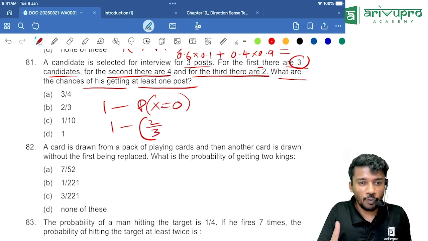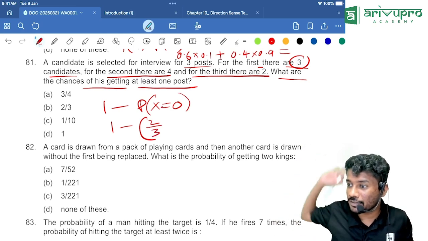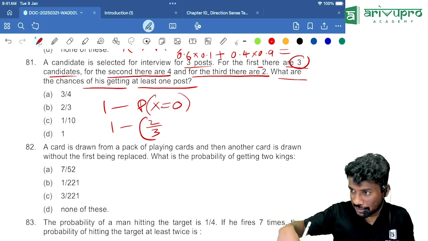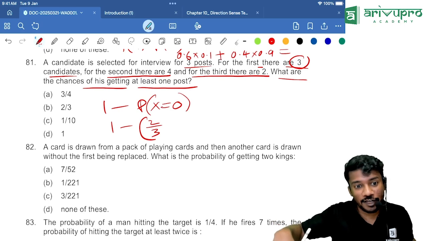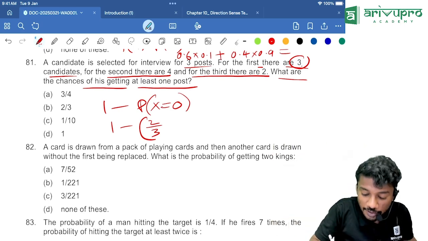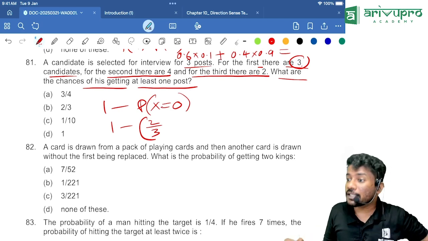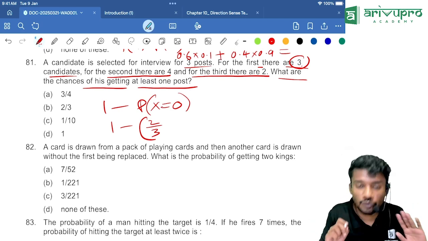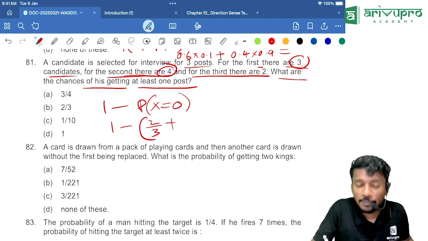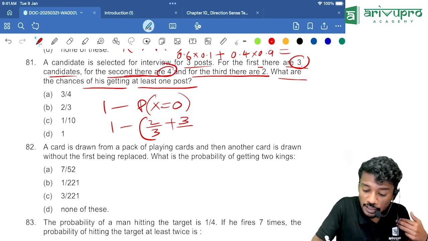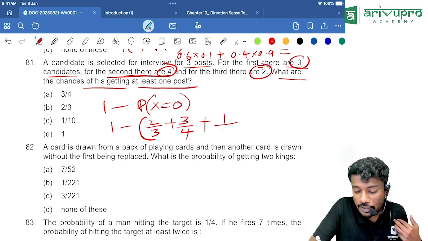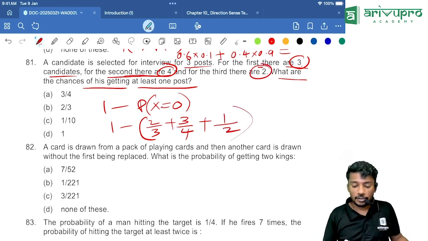Did you get the point? 1 minus him not getting selected. They are asking at least 1 post he will get selected. I am doing it in a different way: 1 minus him not getting selected. In the first post, 2 other candidates are there, so they might get selected, he is not getting selected. That is 2 by 3. Plus, in the second post, there are 4, so him not getting selected is 3 by 4. Plus, in the third, there are 2, so him not getting selected is 1 by 2. Find the answer.